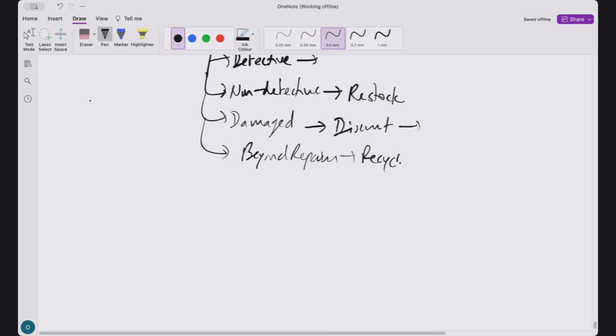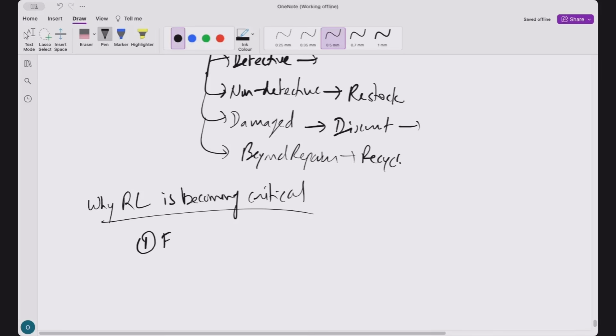There is a growing importance of reverse logistics. So why reverse logistics is becoming critical? So first is e-commerce growth. More online shopping is equal to more returns, can be 20 to 30% of return rates. Then sustainability, environmental regulation, corporate responsibility, and so on.